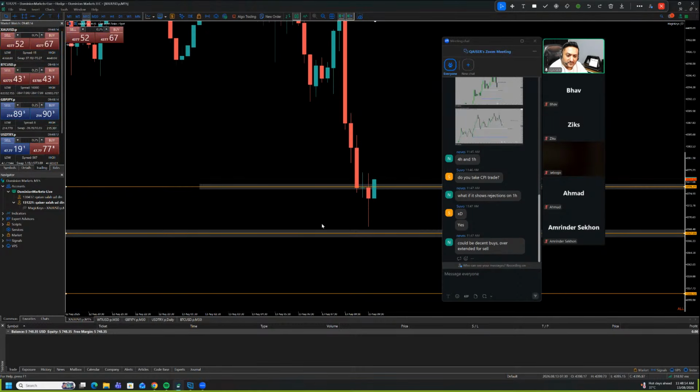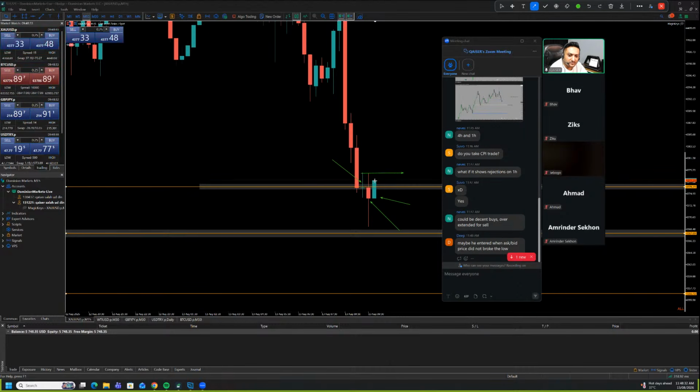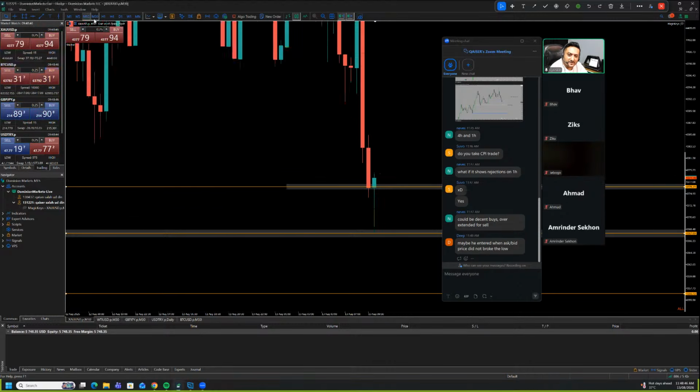Walaikum salam. Could be decent buys, overextended for sells. Overextended for sells, I would say it's a structure it's creating right now. It created a resistance and managed to break and close above this resistance. It could be a very beautiful counter trade structure we're going to have here. So let's see. And why am I looking at the 50-minute time frame? The reason behind that is the 30-minute starts printing in a bigger size.